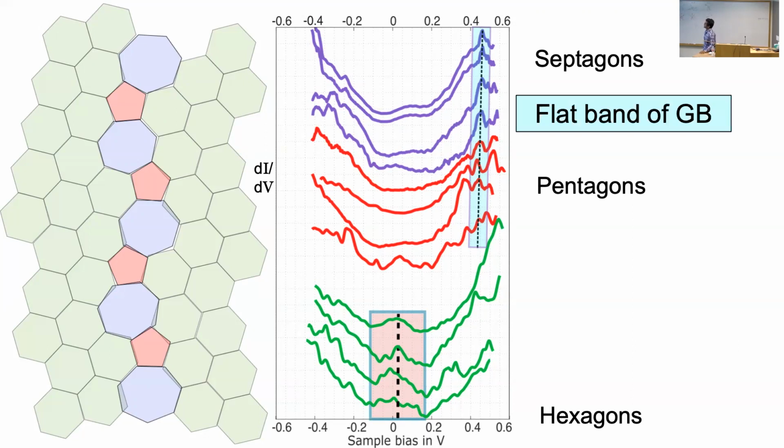And it turns out it was also theoretically predicted by Oleg Yazyev and Steven Louie in the same paper, a lot of predictions in the same paper. And this flat band of the grain boundary is distinct to this particular topological arrangement of pentagons and septagons. So if you take another grain boundary and change the arrangement, these peaks are going to appear at some place else, but there will be a flat band.